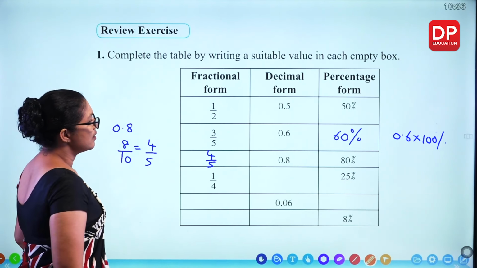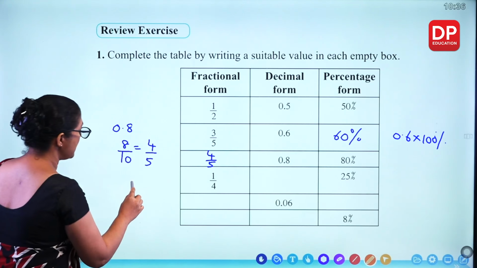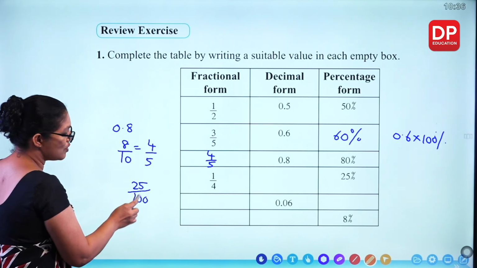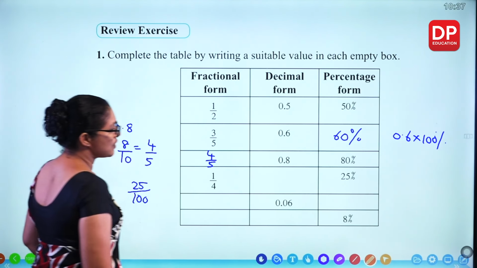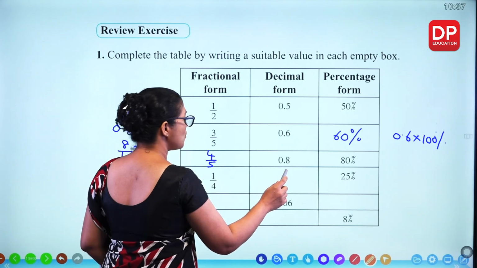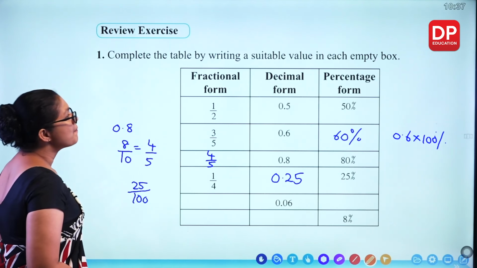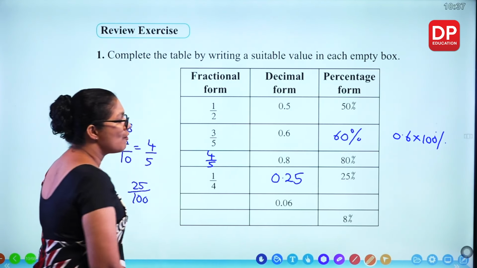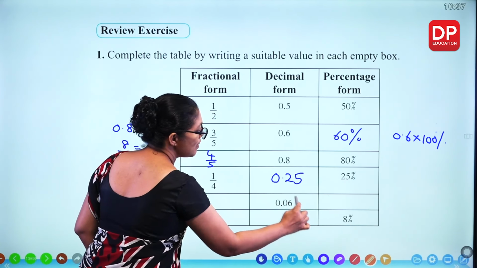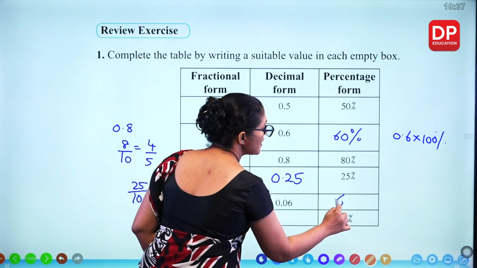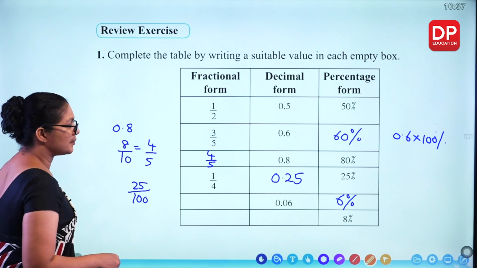This one is easy, convert percentage to decimal. 25% means 25 out of 100. You divide 25 by 100. Move the decimal place 2 places to the left. So 0.25. Now the decimal form is given. How do you find the percentage? Multiply by 100. That means move the decimal place 2 places to the right. You get 6%.